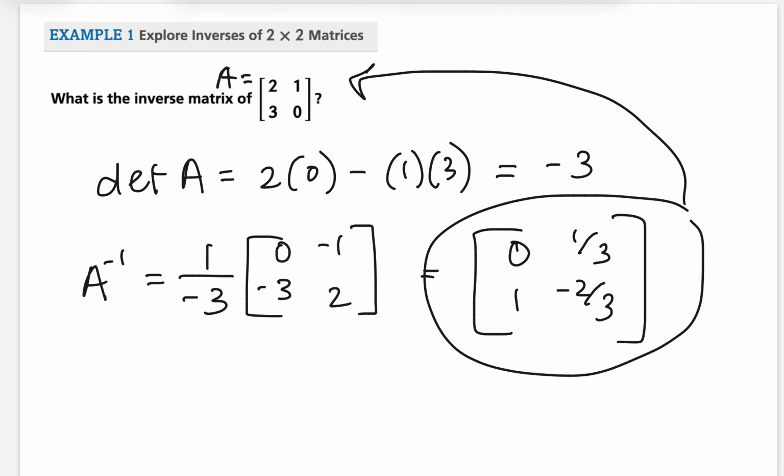We could check that by multiplying them out, and we should get the identity matrix. Just to remind you, the identity matrix has the 1s in the diagonal and 0s everywhere else. So if we multiplied matrix A by its inverse, we would get that.